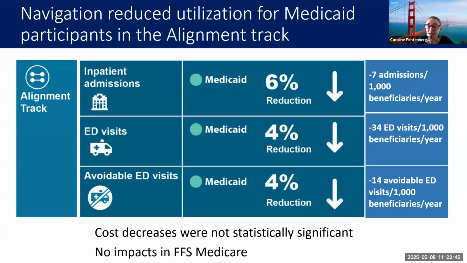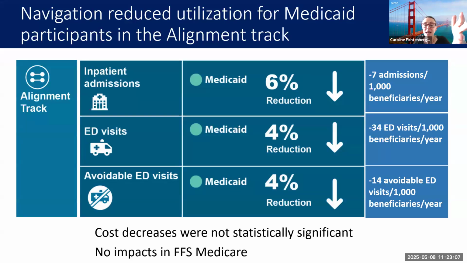In the alignment track, the results were different. There were no impacts on costs. The differences were not statistically significant. And the main impacts were seen in the Medicaid population. There were no impacts seen in the fee-for-service Medicare population.